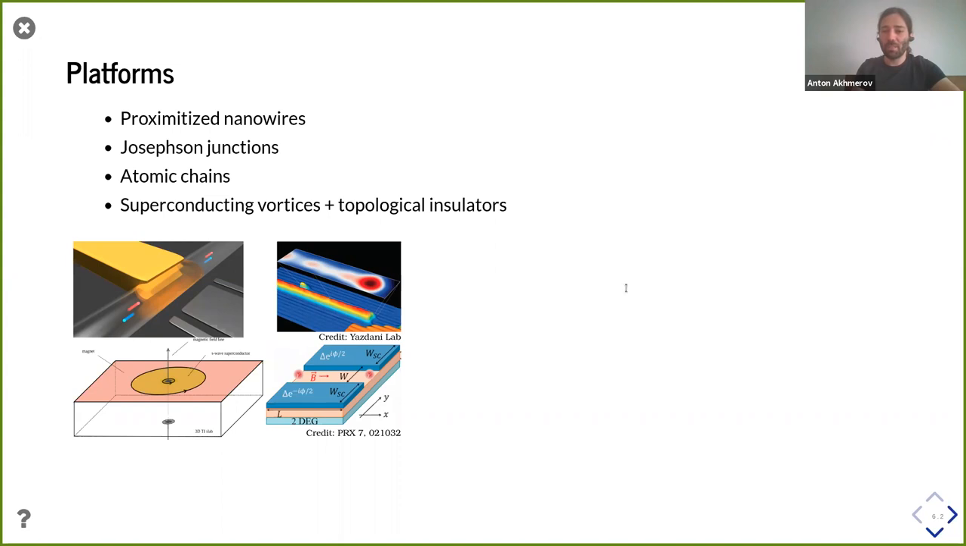I see a question about spin liquids and that their ground state being described by Majoranas, but that's not superconducting. That is true.